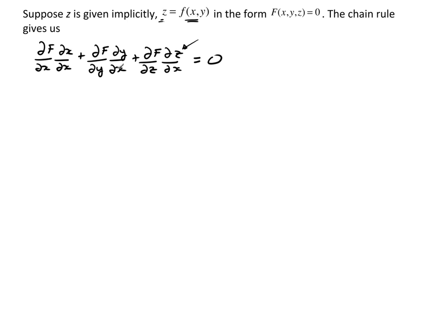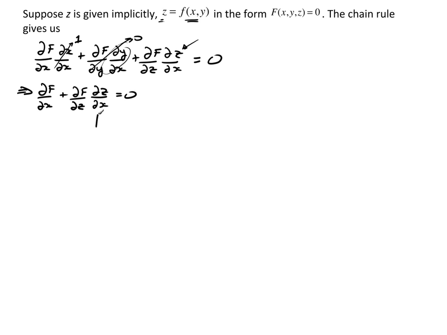But y with respect to x is in fact a constant. So because of that, this will go to 0. And of course, the partial of x over the partial of x is just 1. So what this turns out to be is the partial of f with respect to x plus the partial of f with respect to z, partial of z with respect to x equals 0.